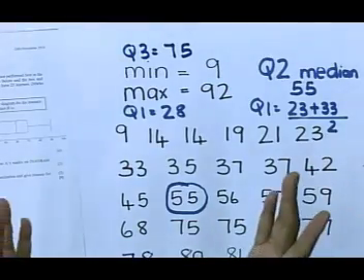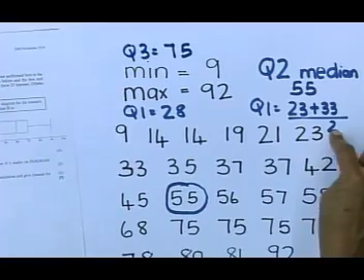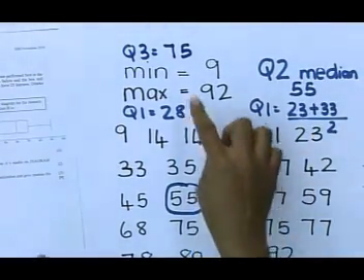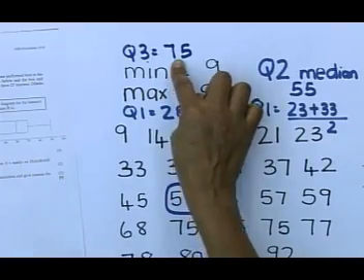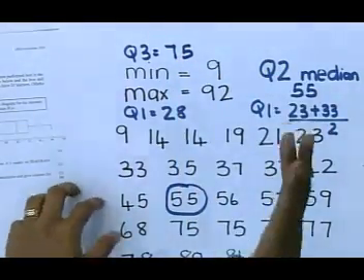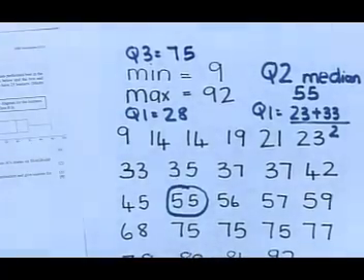Let's summarize quickly. Quartile number 1 is now 28. We worked that out. Quartile number 2 is my median, it's 55. I have quartile number 3, which is 75. My minimum is 9, and my maximum is 92. There's your 5-number summary, all sorted. You have your 4 marks. Let's go to the next question.